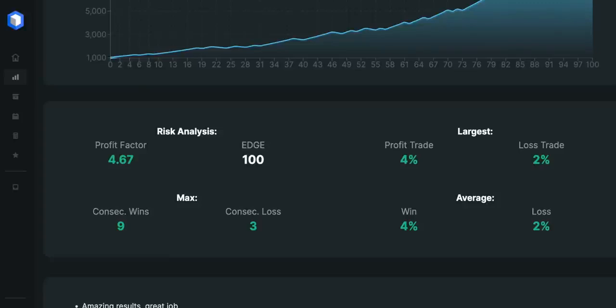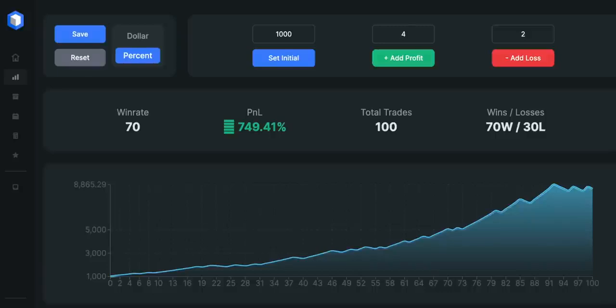The profit factor for the strategy is 4.67 and we had 9 consecutive wins against 3 consecutive losses. So yeah guys, this strategy is absolutely insane and you should definitely go ahead and backtest it and forward test it on different markets and different time frames as well.